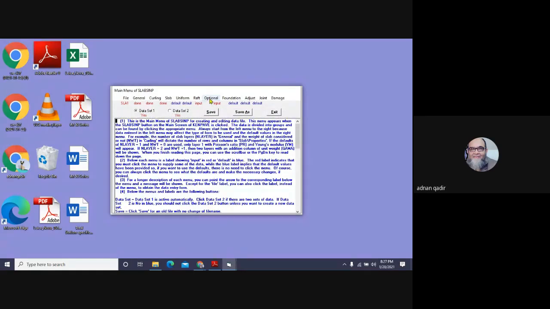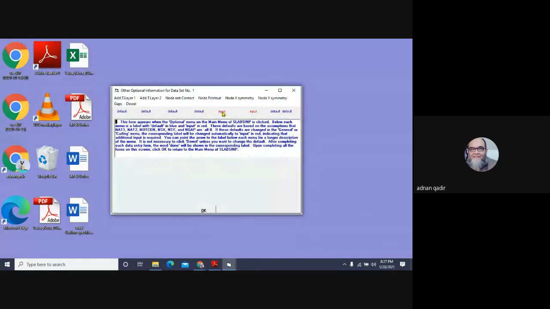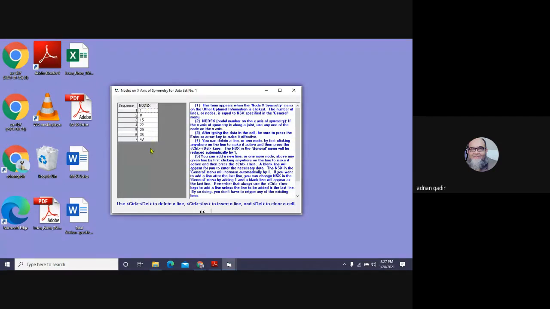Then we go for optional. What are the optionals? We want to know the symmetry of X and Y symmetry. So we say this X 1, 8, 15, 22, 29, 36, 43. What we do is the numbering of the nodes, the points around 7 when we divide the slab into 7 by 7. So we'll have actually 49 points, I guess. So we give X will be here 8, 15, 22, 29, 36, 43.